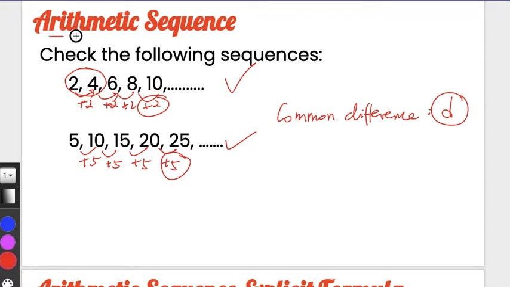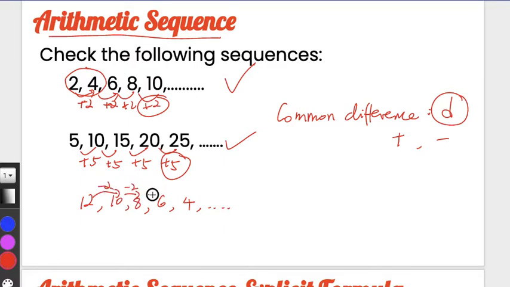So for an arithmetic sequence, we always add the same number. But as I mentioned, this common difference can be positive, and can also be negative. For example, if I continue this pattern, you will notice that for this sequence, we keep subtracting 2, right? So it's decreased. Sometimes it's not always increasing, it is decreasing. So in this case, the common difference is negative 2. It doesn't have to be always positive, it can be negative. So this is the general idea of arithmetic sequence.